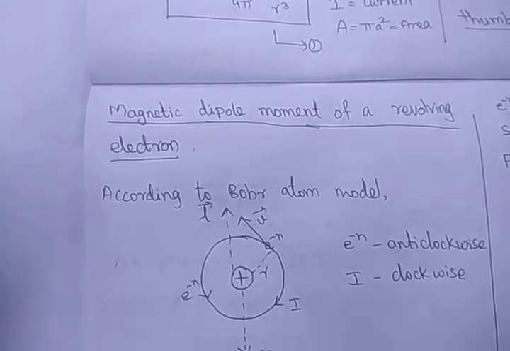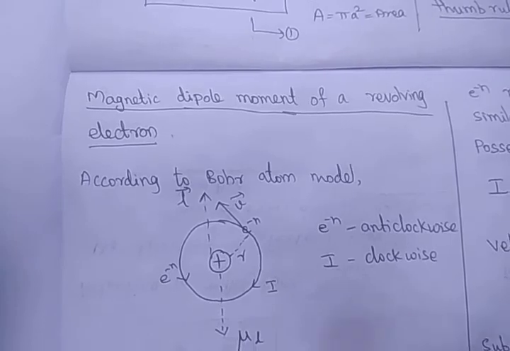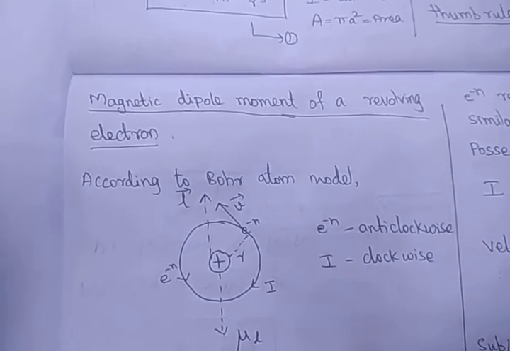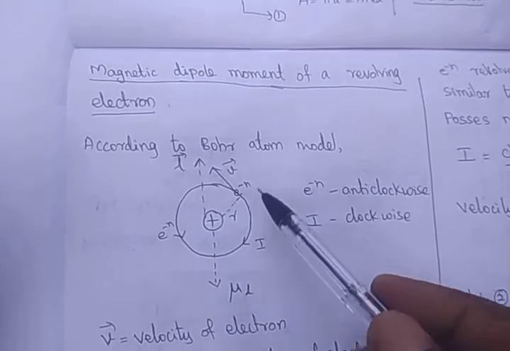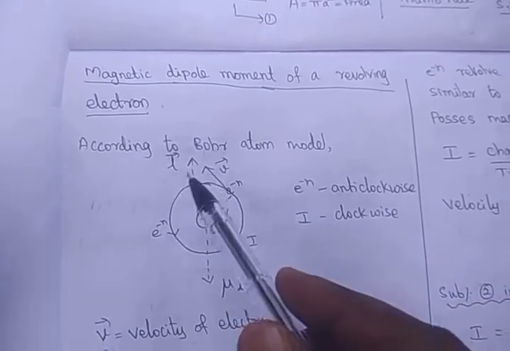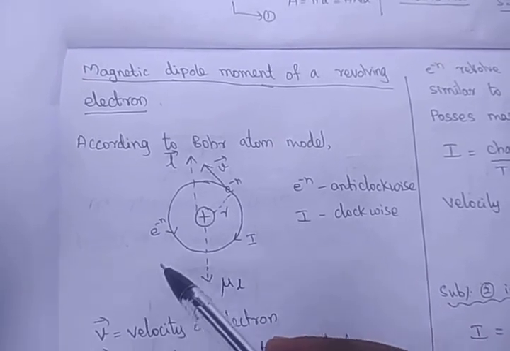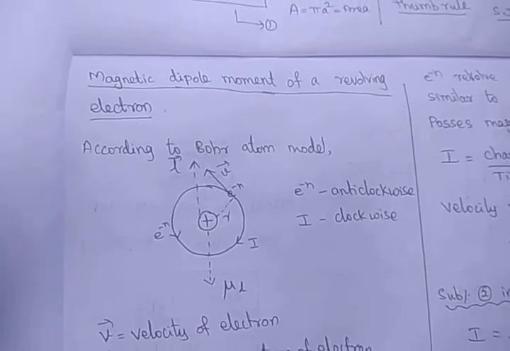Magnetic dipole moment of a revolving electron. When an electron is revolving around the nucleus, it is similar to a circular loop. The electron is revolving around the nucleus in an anti-clockwise direction, so the current is flowing in a clockwise direction. A current will be set up in the circular orbit.